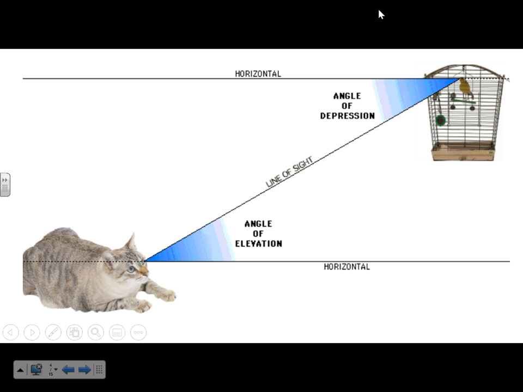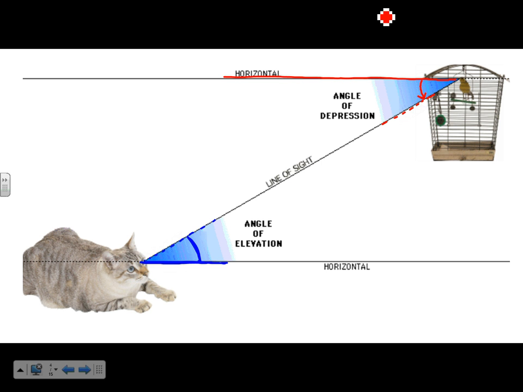So this is a picture of a cat that's looking up at a bird, and the bird that's looking down at the cat. The important thing is to make sure you're looking at the horizontal like we just talked about in that definition. The angle of elevation is this angle right here, the angle that the cat is looking up at the bird. That's pretty easy. A lot of people are pretty good at that. But the angle of depression is the angle of the bird. If the bird looks straight across at a horizontal line, and then that angle that it's looking down to look at that cat, that's the angle of depression.